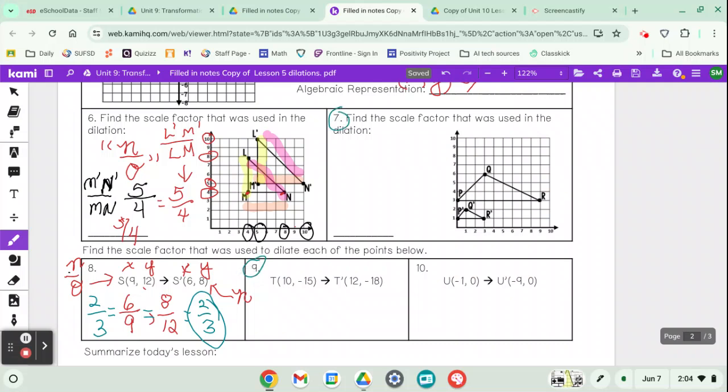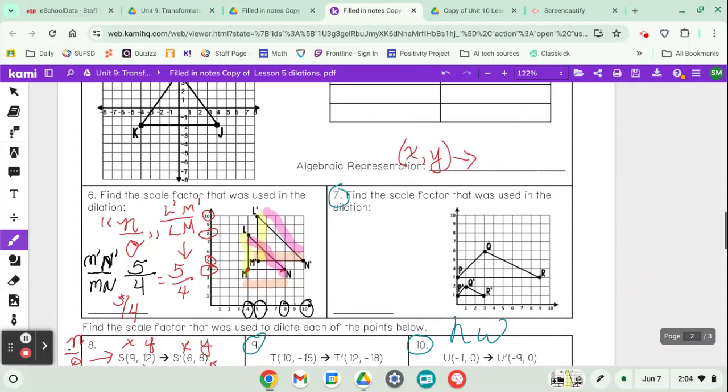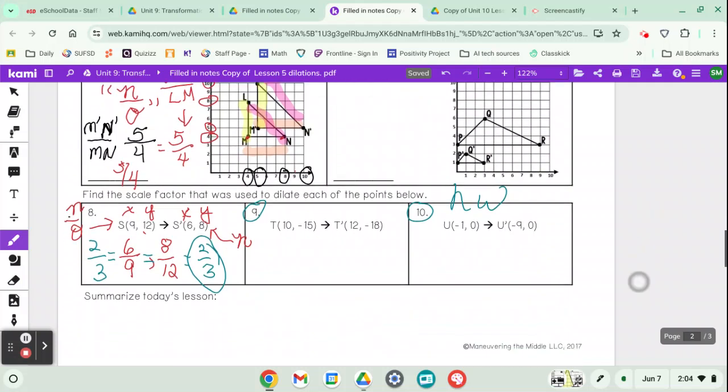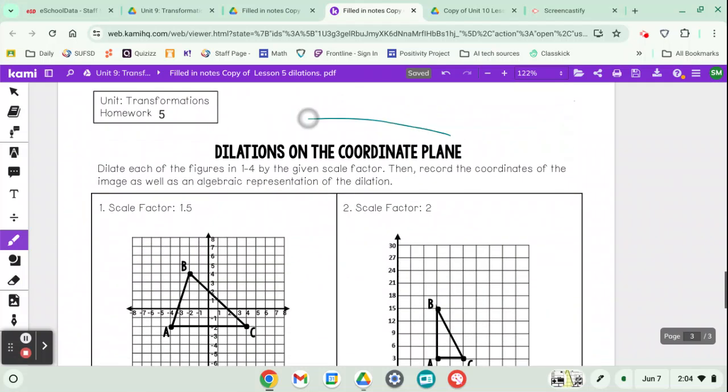Please complete 7, 9, and 10 also for your homework. So you have 5, 7, 9, 10, and the last page as your homework this evening.